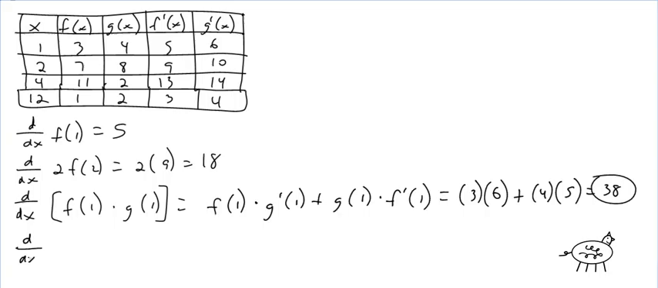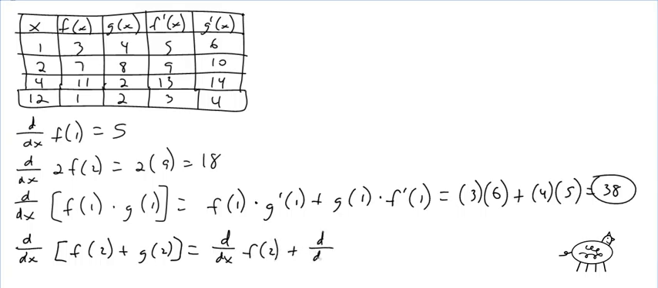Okay, so let's do the next one here. d by dx of f of 2 plus g of 2. All right, do I have to do anything special? Actually, I don't. Can I just rewrite this, math fans, as d by dx of f of 2 plus d by dx of g of 2, right? That's our rules. We can split the derivative up into separate derivatives. Okay, so that's really pretty easy.